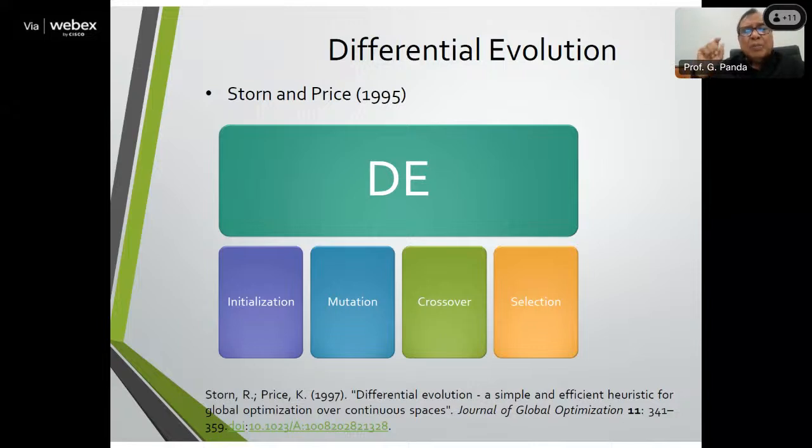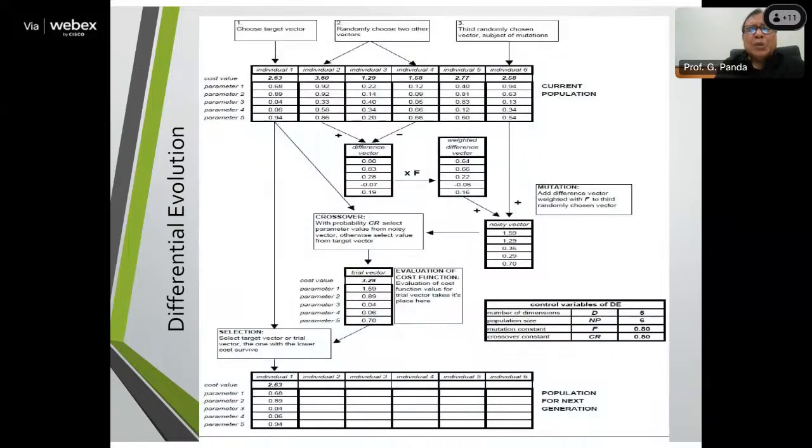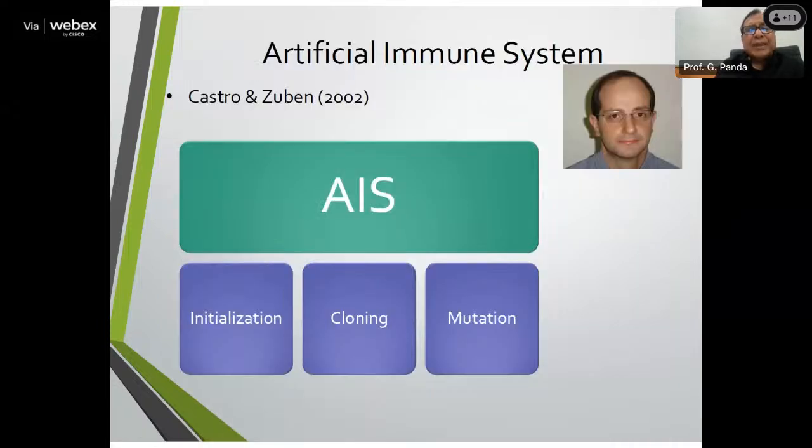I told you about differential evolution, 1995. This I have already told, much faster than GA. Artificial immune system was reported in 2002 by Castro and Timmis.